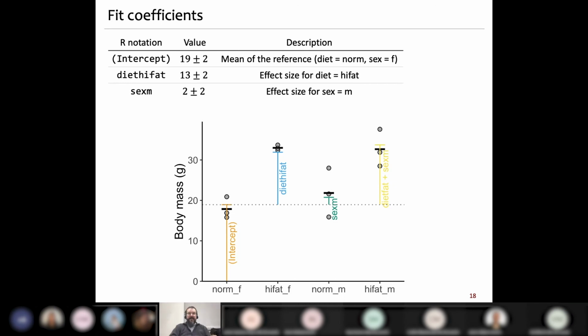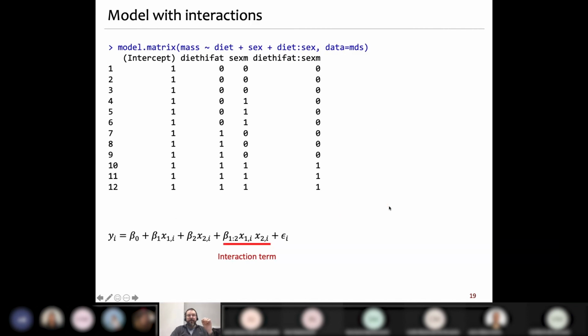You can notice in this figure that our model is not perfect, because when you add these factors, the model does not represent the mean of each group perfectly. There is a small difference, a small offset. This is because we do not take interactions into account. Now, in this model, we take interactions into account.